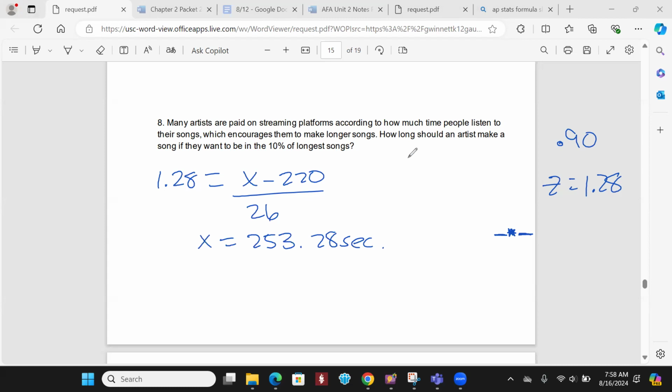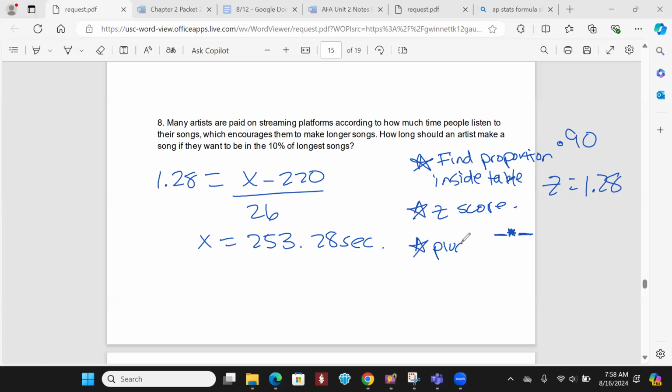All right, for my people who like to follow steps, what we did here is we found the proportion inside the table, found the z-score, then we plugged into the formula and solved for the value. Questions on that?